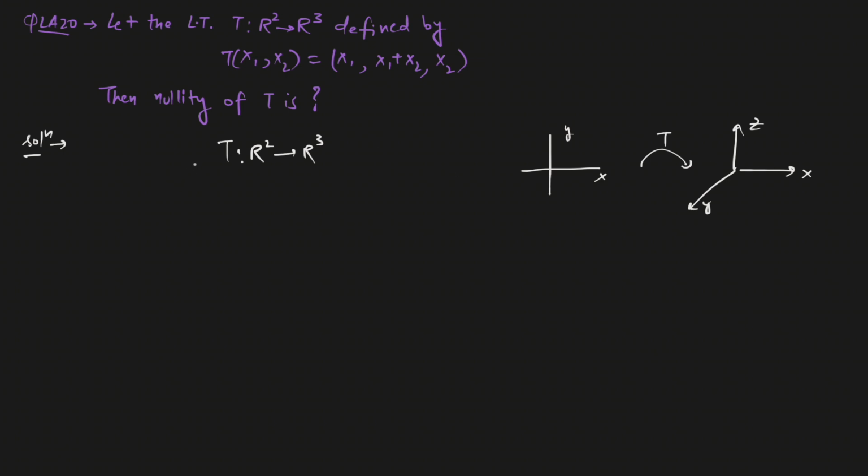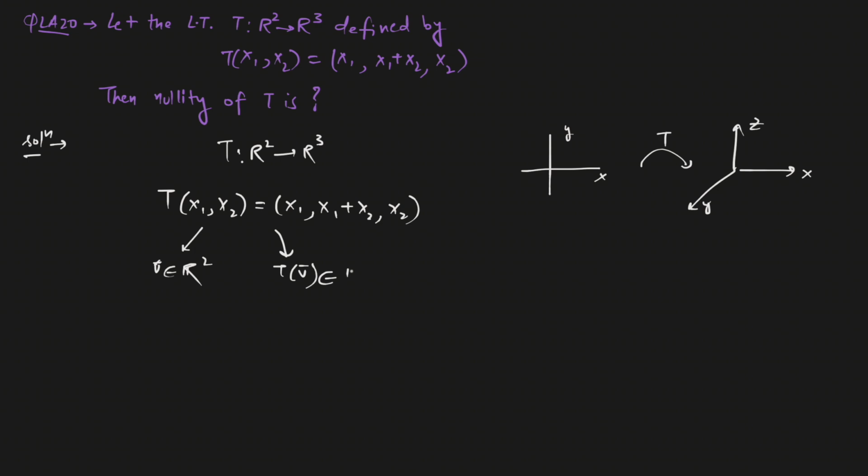It is defined as T of x1, x2 equals x1 comma x1 plus x2 comma x2. Because the input vectors come from R2, the transformation T takes a vector V belonging to R2, which is an input vector, and gives T times V, which is the transformed vector.